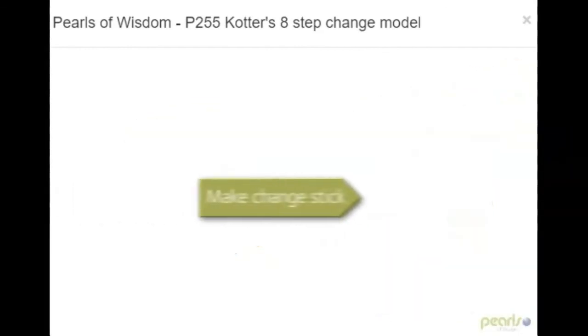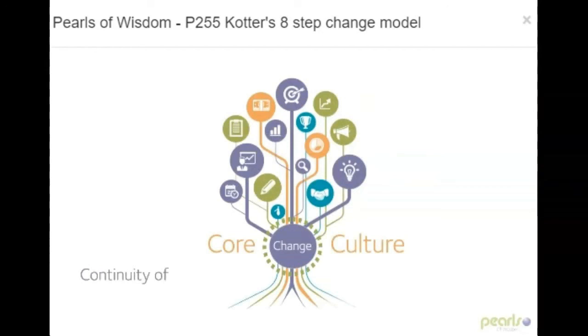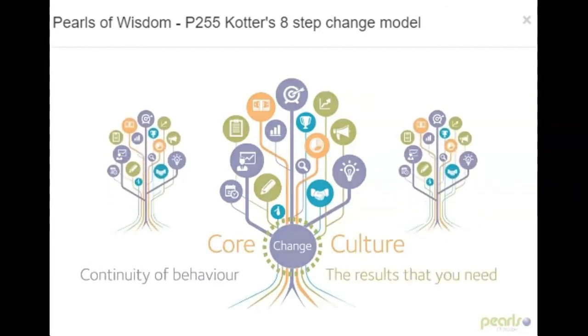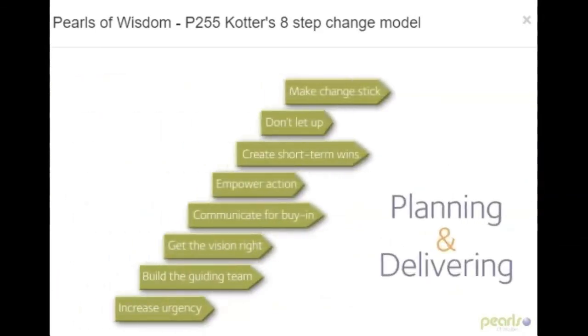Step 8 is make change stick. Your job isn't done until the change has roots and has become part of the core culture of your organisation. So you need to make absolutely sure that you have the continuity of behaviour and the results that you need to help that new culture grow. Kotter's 8-step model is a great tool for both planning and delivering effective change.